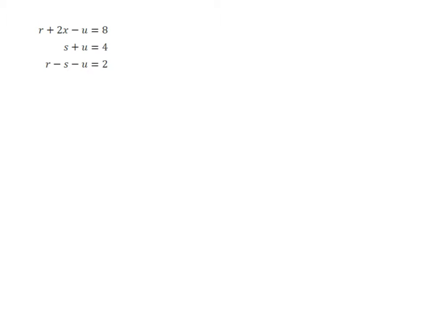And let's take a look at question number 4 here. And notice there is a typo, so let's rewrite that right away. It should be labeled r plus 2s minus u is equal to 8. Okay, we only want 3 variables. That x there is a typo.